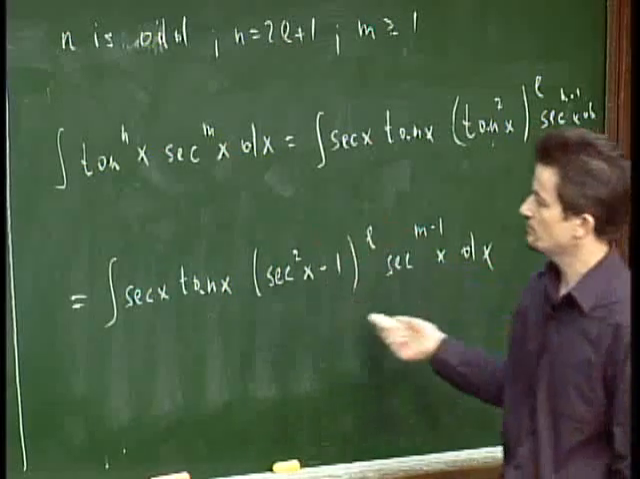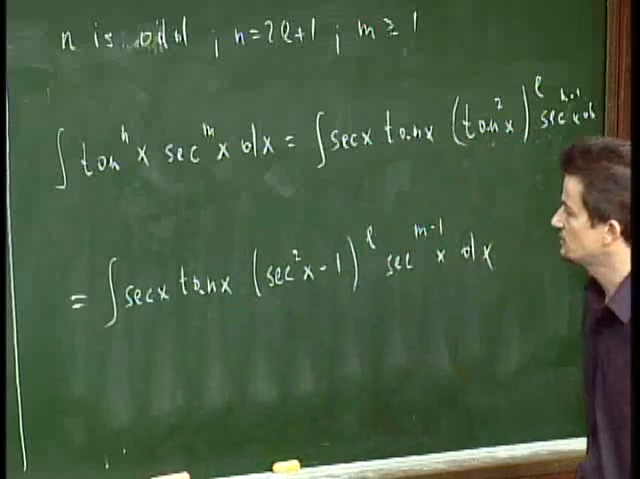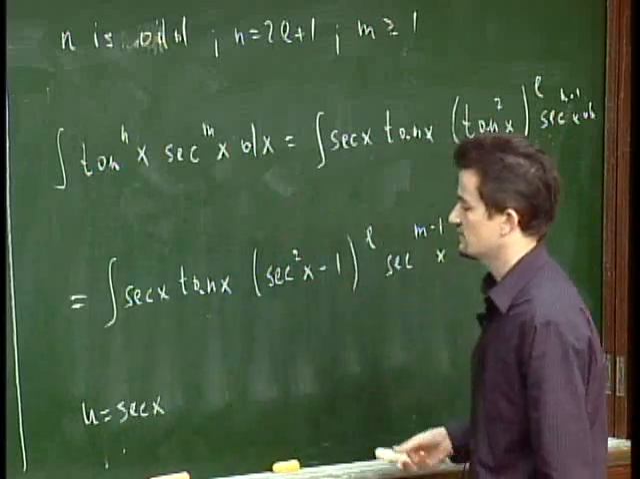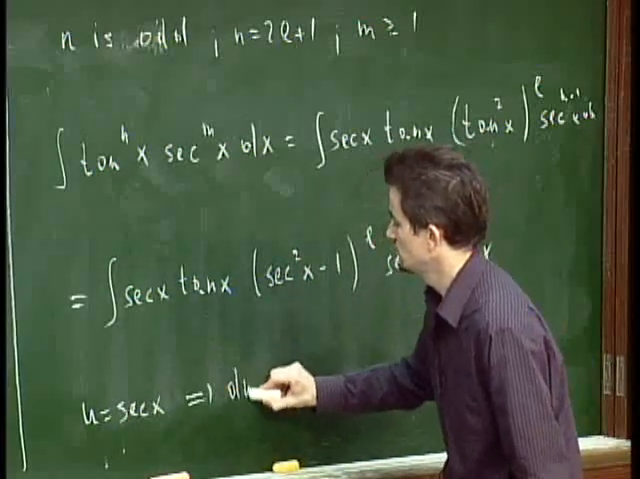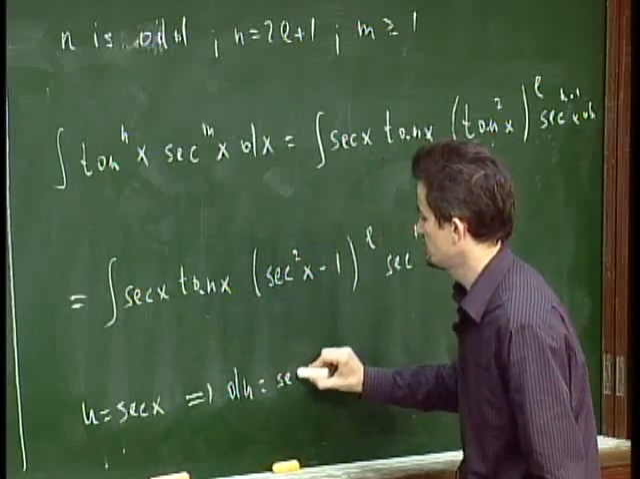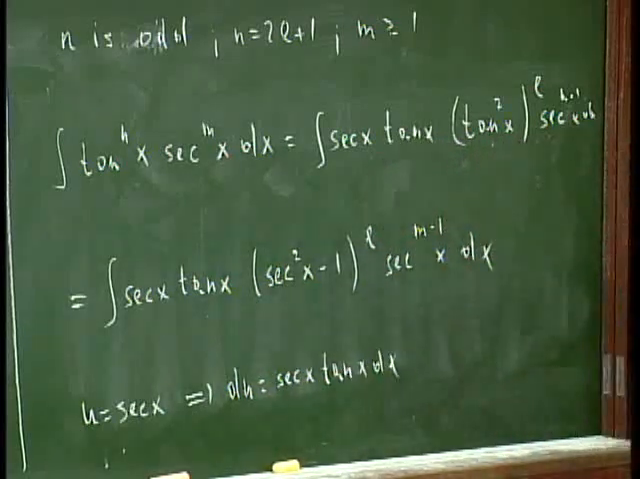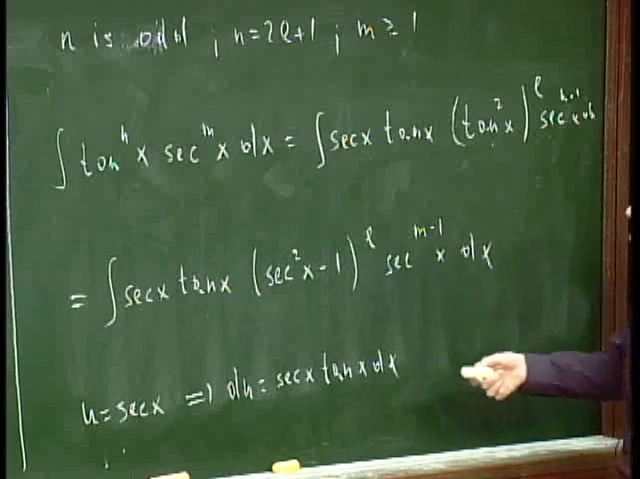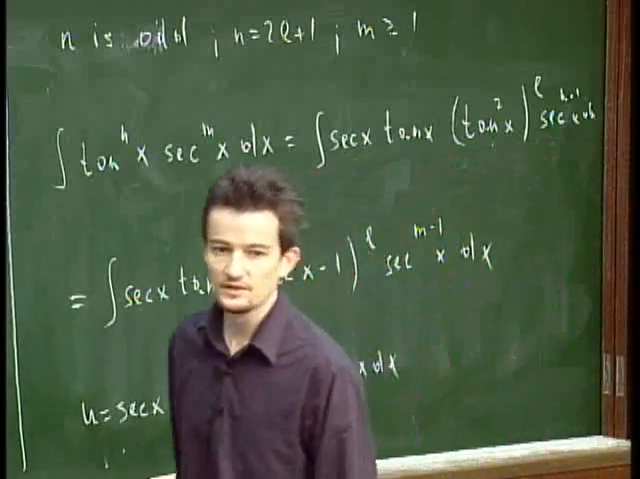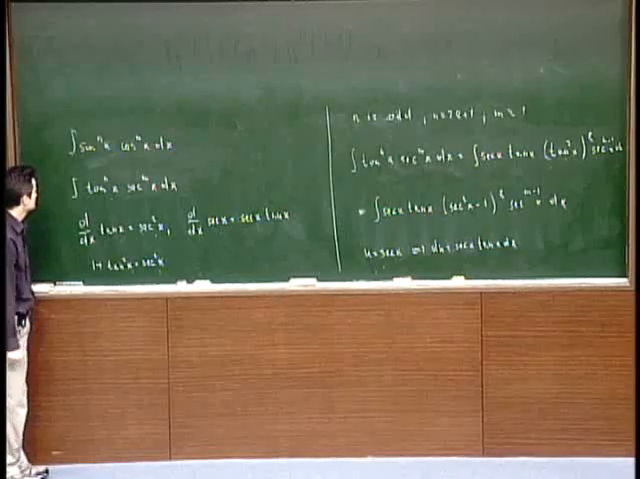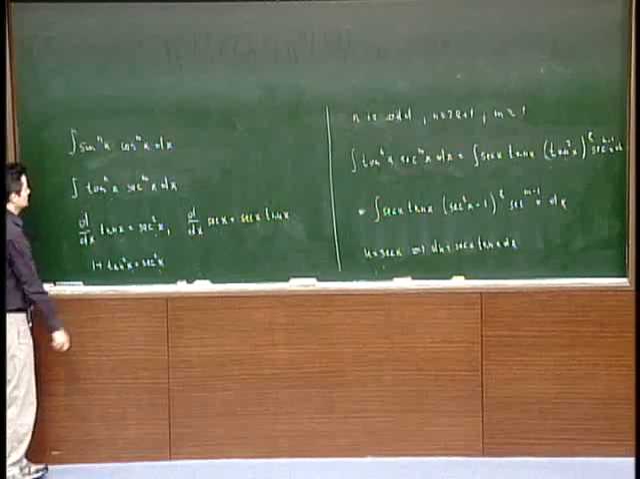Okay, now the remaining part is a polynomial in secant, and you do the substitution. u is equal to the secant of x, then du will be equal to the secant of x tangent of x dx. So everything becomes an integral over a polynomial, which is solvable. So in two cases, we see it's very easy. Using those three relations, we have isolated two cases where it's very easy to compute this integral.